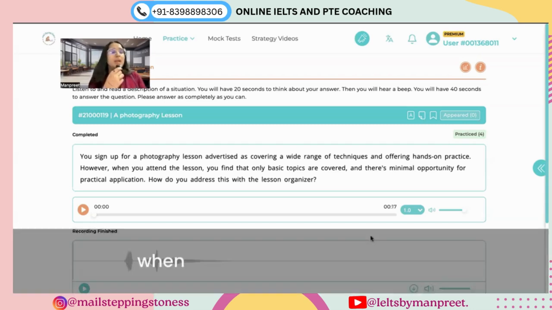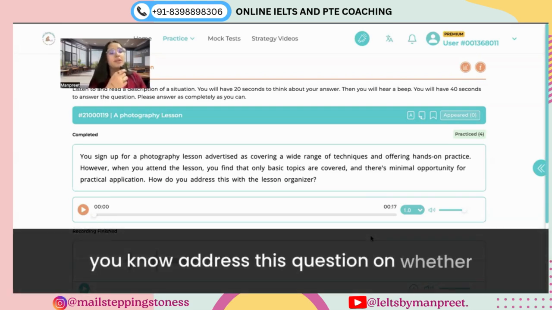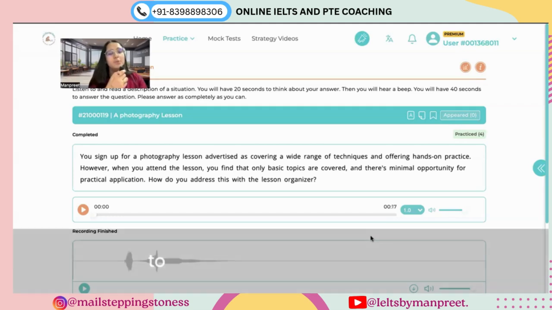So when I was practicing for my PTE exam, I could not find much content on how to address this question or whether I should be using my natural answer to address this. So I figured out 2 to 3 ways.